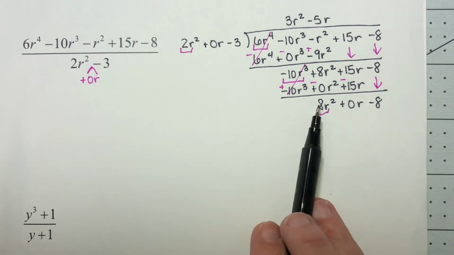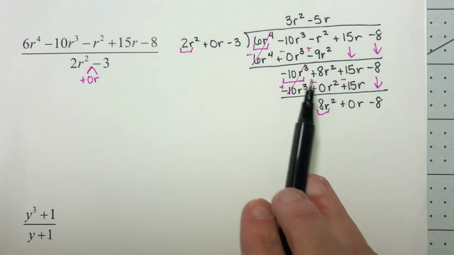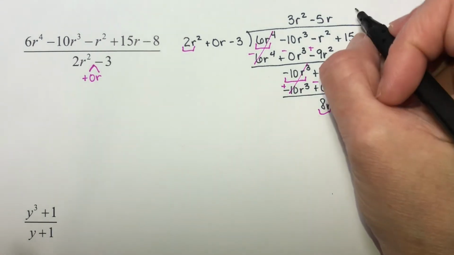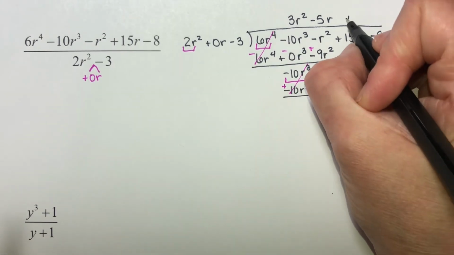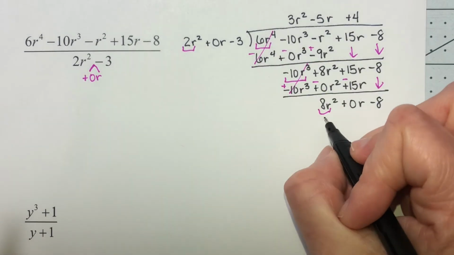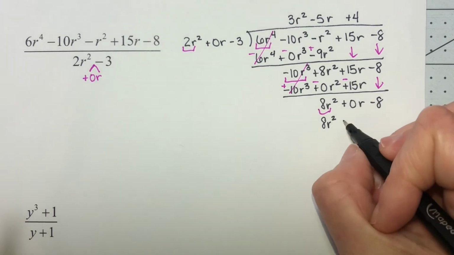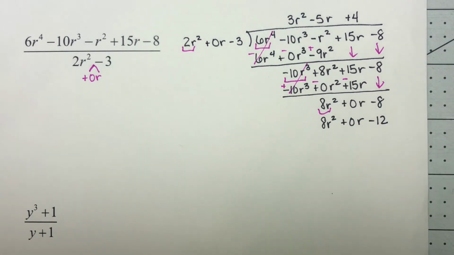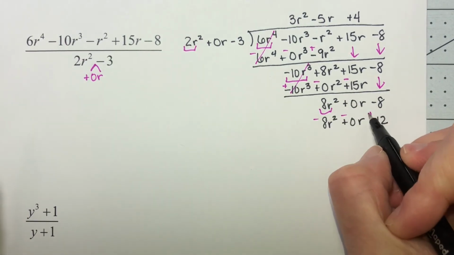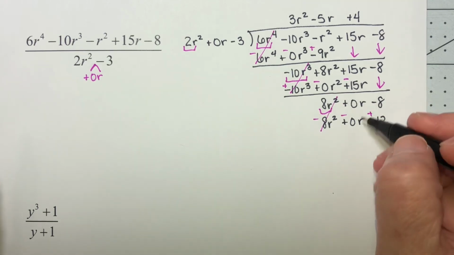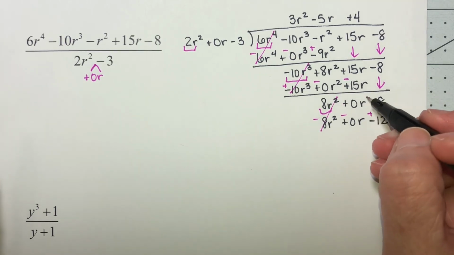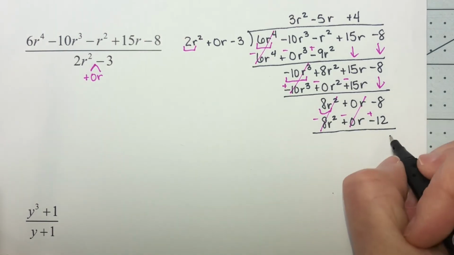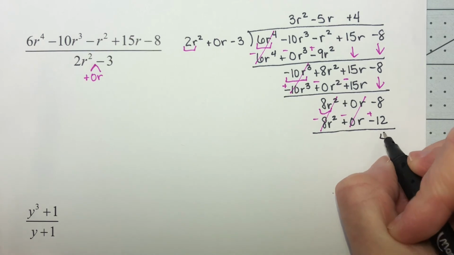I'll take this, and we need to turn it into this. The r squareds are already correct. I need to multiply it by a 4. So I'm going to multiply by a positive 4. Distribute. 8r squared plus 0r minus 12. Change every sign. That cancels. Now my 0 is on the end, so I'm not going to need that either. It was only there because it was between two things. And I get a positive 4 here.